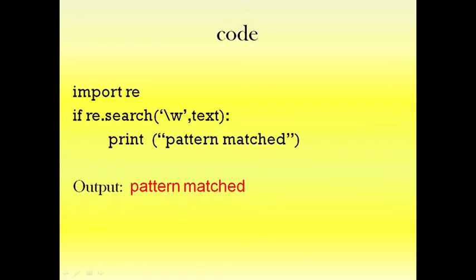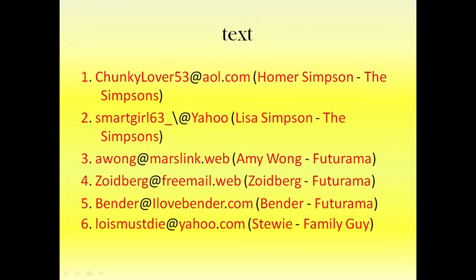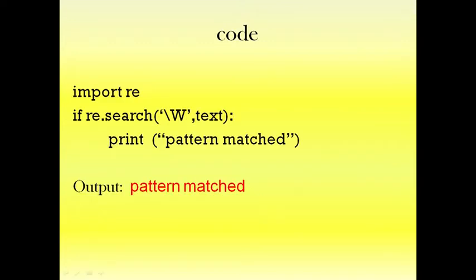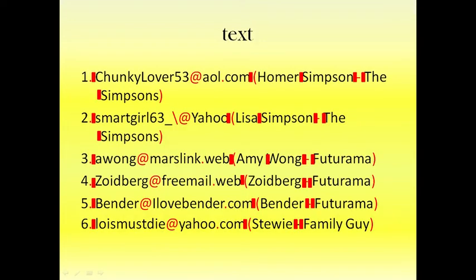Backslash W we said was the word characters, so any uppercase letter, any lowercase letter, any digit, and an underscore. So here we look at our text, and we miss out all the other characters. The only thing that's a bit different is that if we've got smart girl 63 underscore, that's matched. So we've got all the letters and the numbers, and we have this underscore. That's with the backslash lowercase w. The opposite of that will be uppercase W. What will that match? Well, that will match the spaces and the other characters.